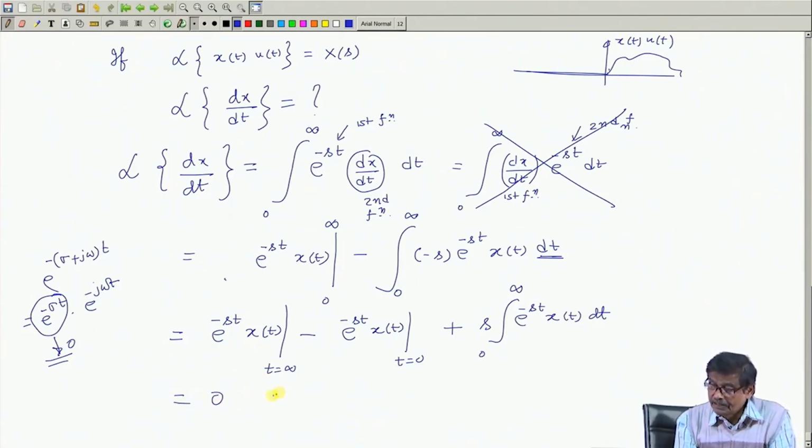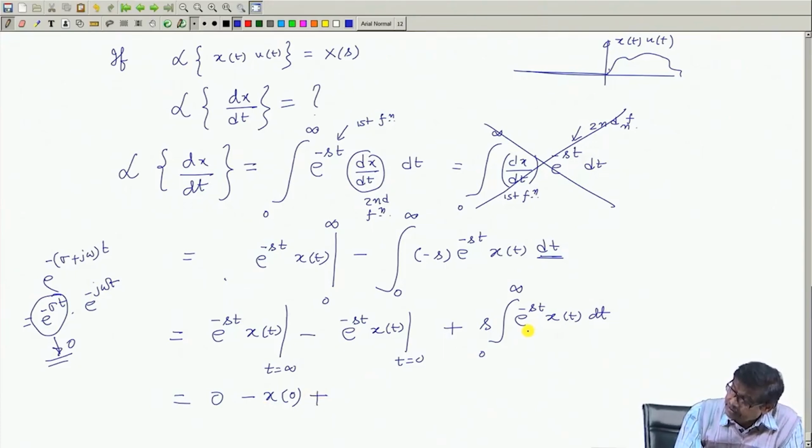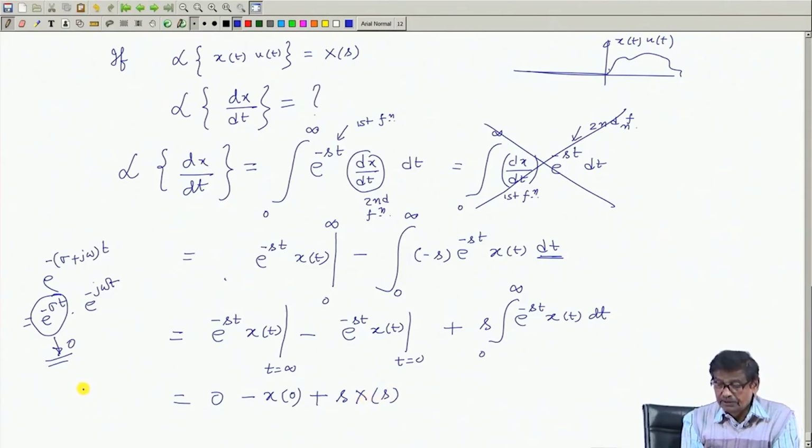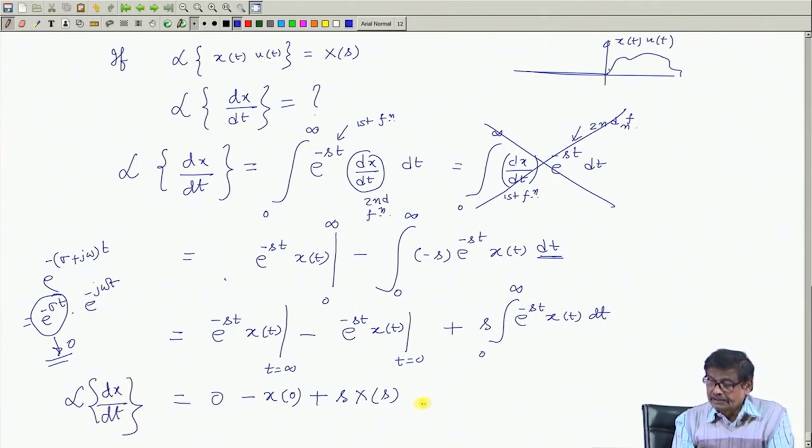But in this term, put t equal to 0 straight away, e to the power 0 is 1, and this is x(0). And so far as this term is concerned, it will be s into X(s), is it not? So, Laplace transform of dx/dt is nothing but s into X(s) minus x(0).